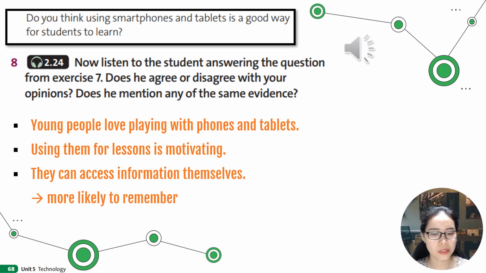So the student mentioned something like, young people love playing with phones and tablets. Using them for lessons is motivating. They can access information themselves, which makes them more likely to remember the lesson, right? Now, remember to use the key phrases when you discuss a question.